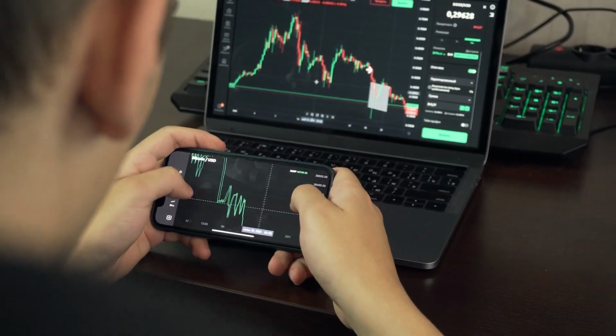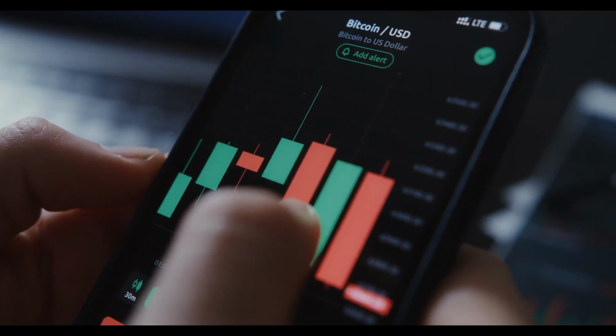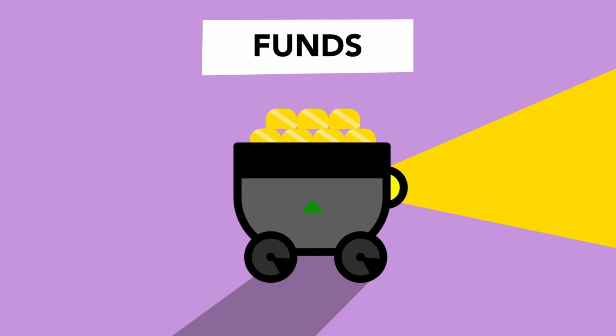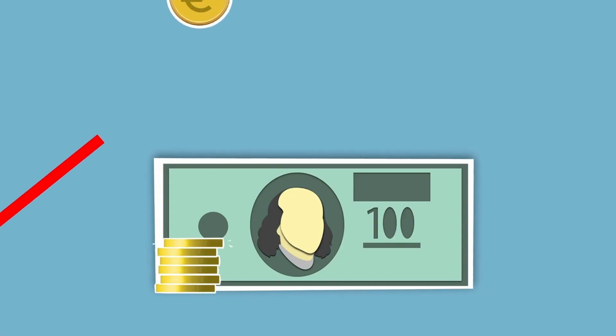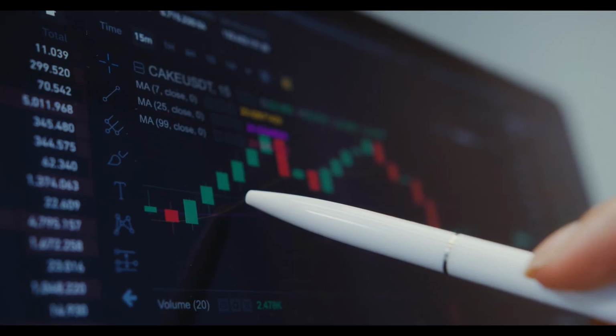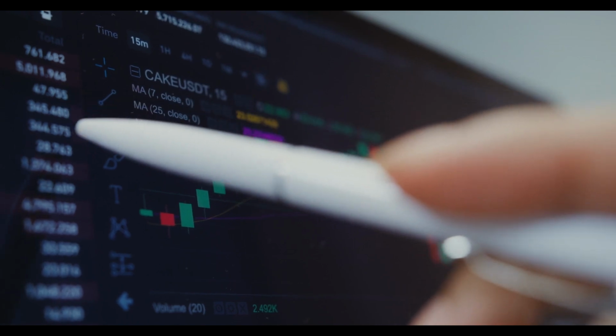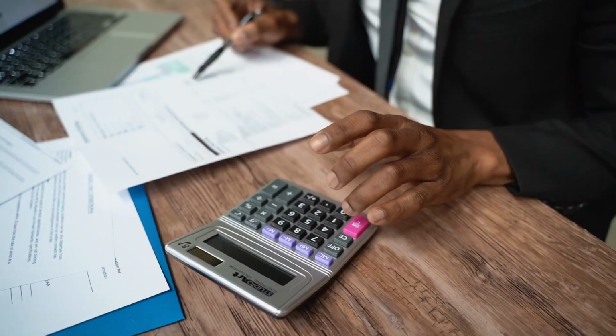Another popular strategy is index investing. This strategy involves investing in an index fund, which is a type of mutual fund that tracks the performance of a specific market index. This can be a great way to diversify your portfolio and potentially earn returns that match the overall market. Let's take a closer look at a few more.